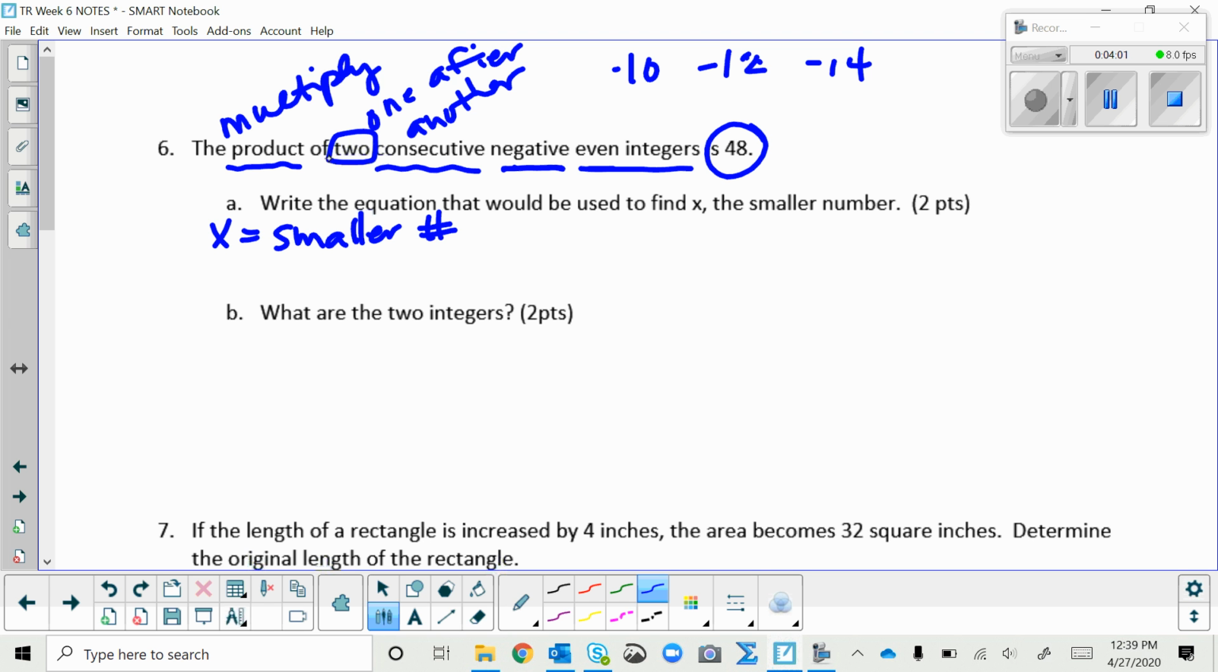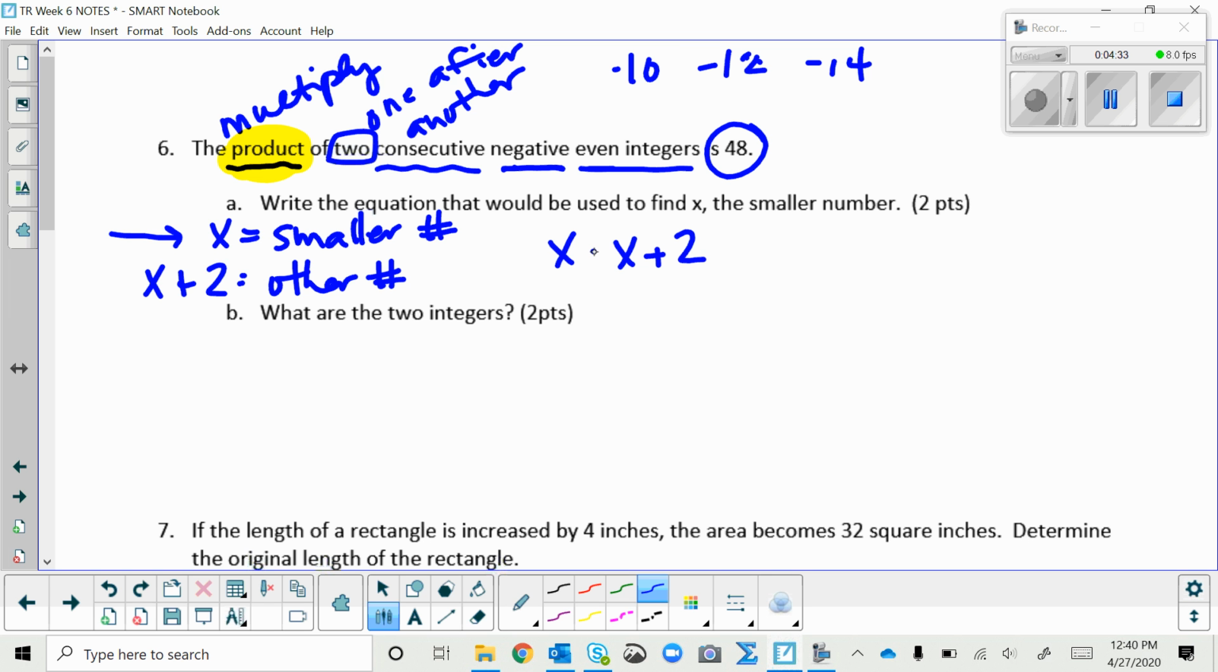In equation form, that looks like this. If x equals the smaller number, how do you go from there to the next even number? You add 2. Okay, so that's the other number. And what are we going to do with those two things? What did that word product mean? It means to multiply them, right? So I'm going to multiply those, x times x plus 2.